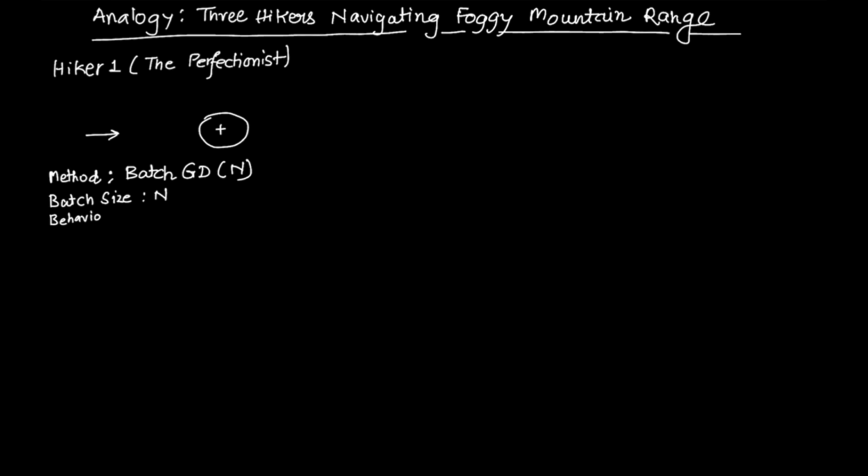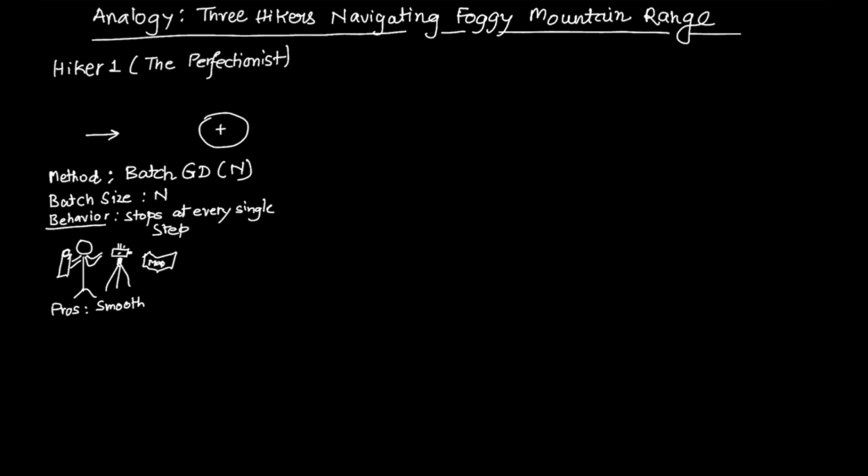His behavior: he stops at every single step. He pulls out a surveyor tripod, a laser rangefinder, and a topographic map. He measures the slope of the entire mountain range for 3 hours. Then he takes one confident, mathematically perfect step. Pros: the path is smooth, it never fluctuates, it is guaranteed to converge to a local minimum, or the global minimum for convex problems. The cons: it takes eternity. Also, it requires massive memory to store gradients for 1 million images before averaging.